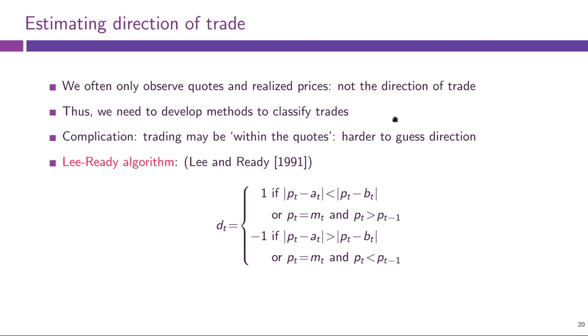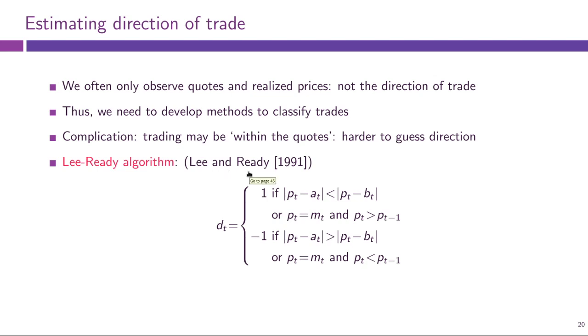Well, as I told you at the very beginning, if trading takes place at the ask or bid quotes, it is relatively easy to guess who initiated that trade. If the trade takes place outside the spread, then the same applies. It is even easier, but the price that the trader got was worse due to limited market depth. But the complications arise when trading is within the quotes, when there are either price improvements or hidden limit orders, in which case it's not obvious who initiated the trade.